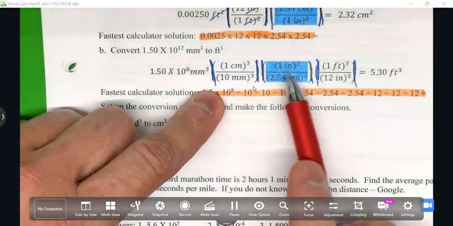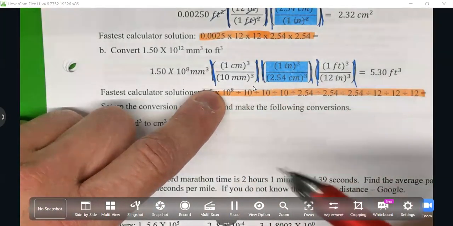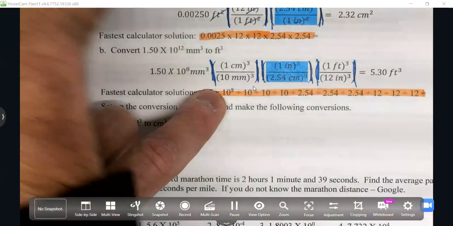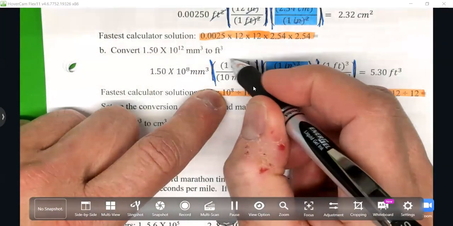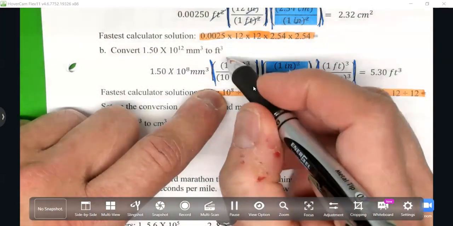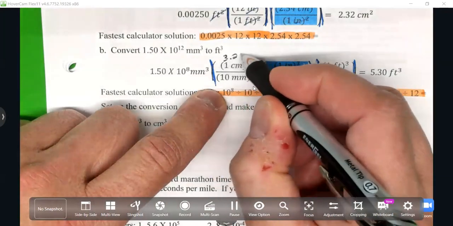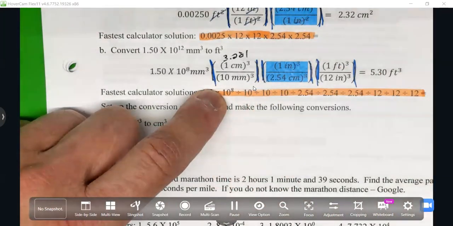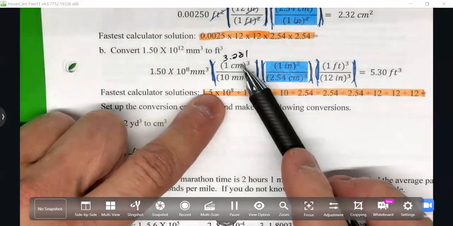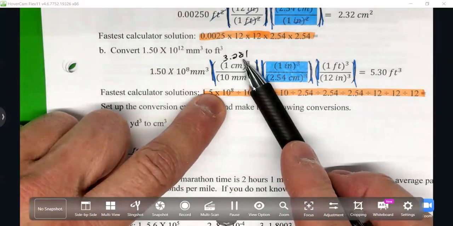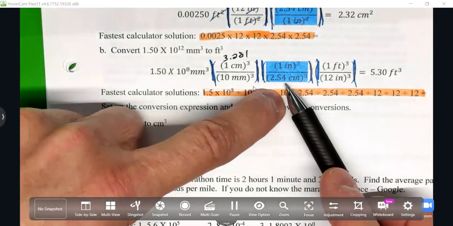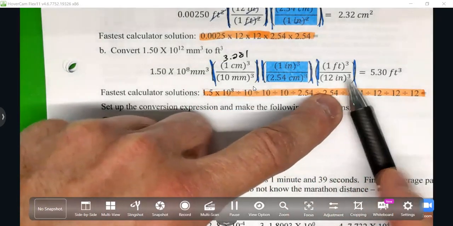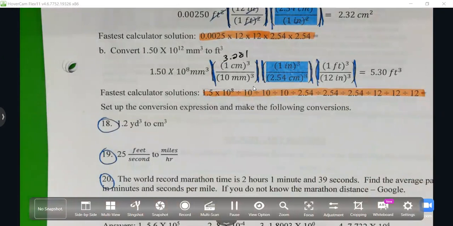If you have numbers on top, and let's say I had, I don't know, 3.281 up here, I would go this number times 3.281. I would hit equals. Then I'd hit divide by 10, divide by 2.54, divide by 12. That is the most efficient way to do it.